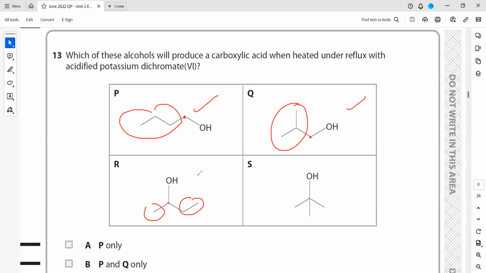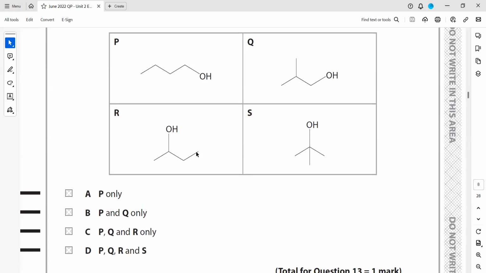It will produce the ketone, because a primary alcohol first oxidizes to an aldehyde and then to a carboxylic acid, but a secondary alcohol gives a ketone, and this one won't oxidize at all. So this will not oxidize. So P and Q will oxidize and form the carboxylic acid.